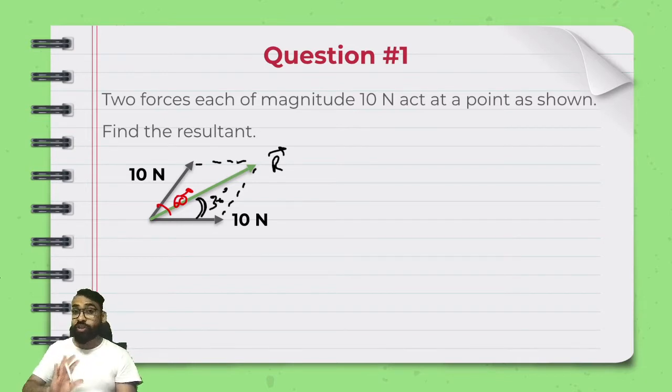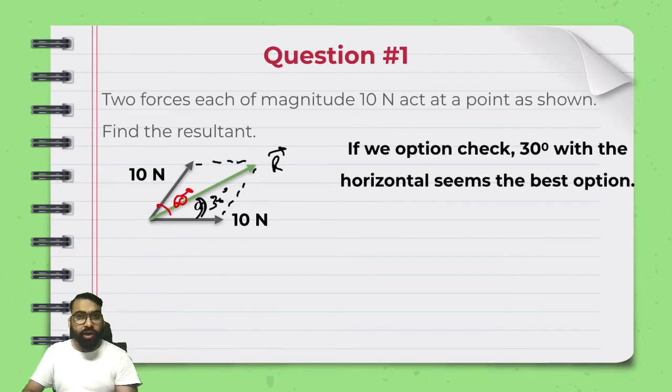So first thing, with logic, I have already told you over here that if you are to get this angle, if you sort of option check, because only two options were there, 30 degree with the horizontal or 60 degree with the horizontal. That was the only two options left. So if you option check, you'll see 30 degree with the horizontal seems as the best option. But let's say we are a little stubborn. We want to get exactly with mathematics what is this angle.